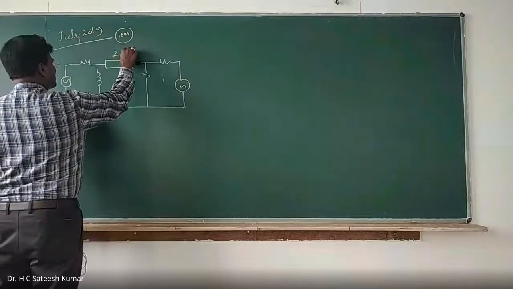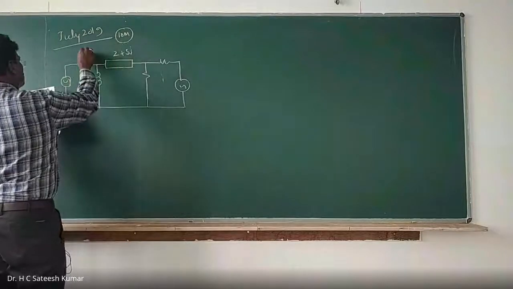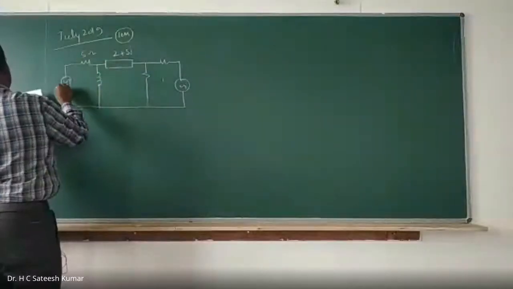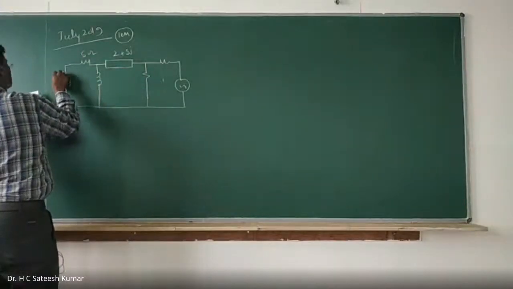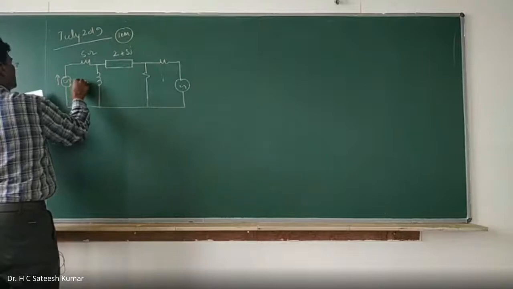2 plus 3j, 5 ohms, arrow mark like this, 30 at an angle of 0 degree.